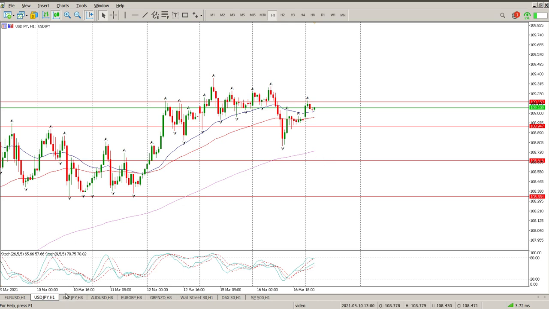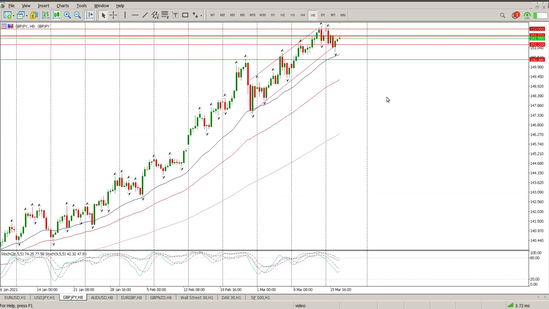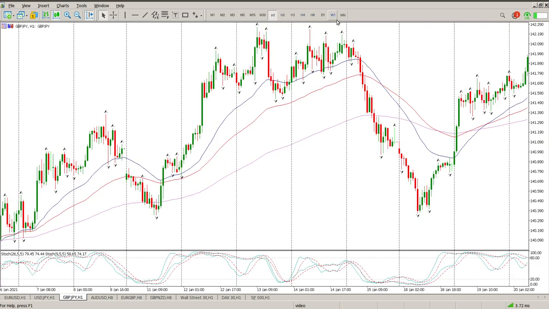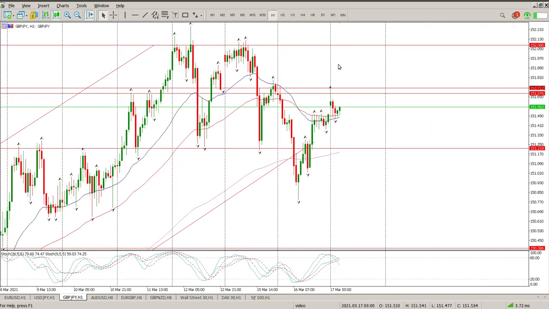British pound, Japanese yen, we are still in this channel. We are in this area of resistance. I'm just going to come to the hour so we can see exactly what's going on. Yesterday we were looking for pullbacks, and we didn't really get a pullback, it dropped, and we now have the pullback.